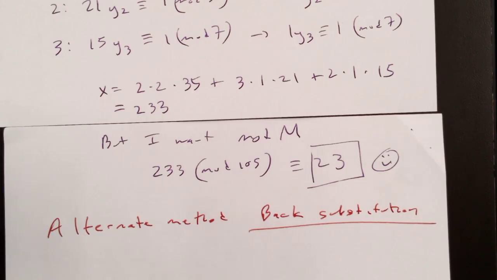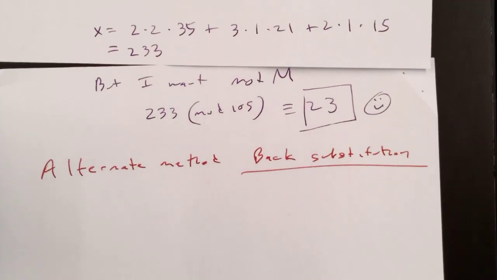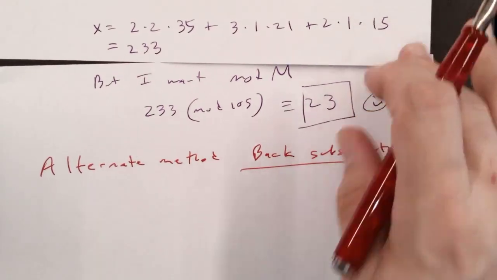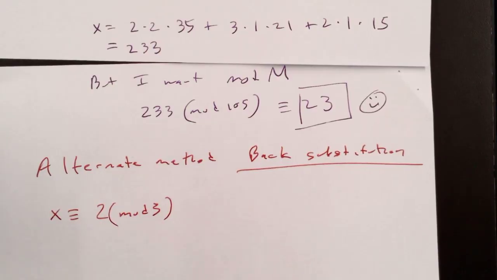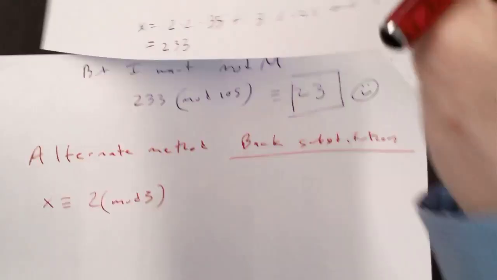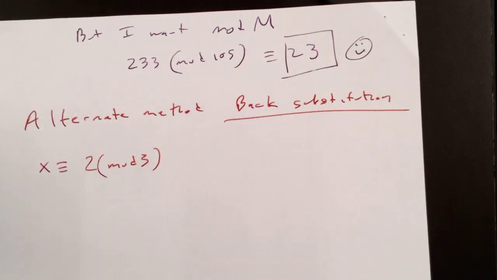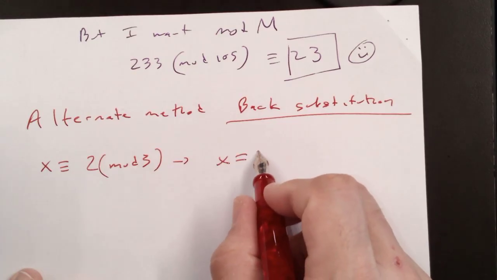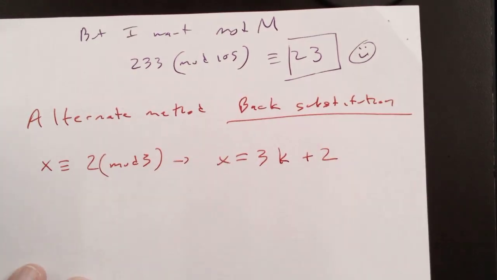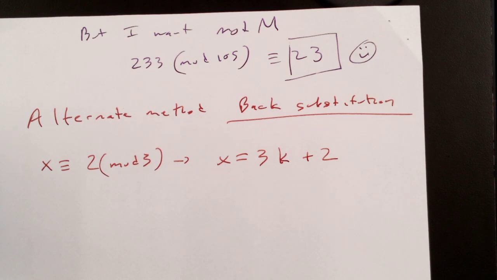The alternate method is called back substitution. Let's start with one of the equations. Actually, I'll start with the smallest one. X is congruent to 2 mod 3. The definition of being congruent to 2 mod 3 means that X can be written as 3 something with 2 left over, right?